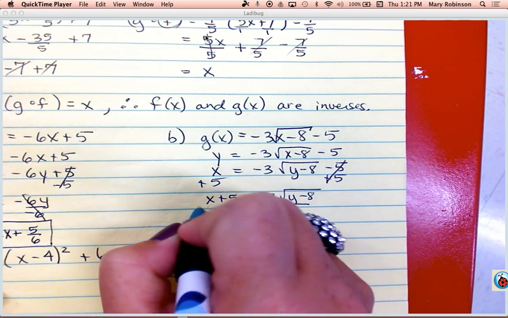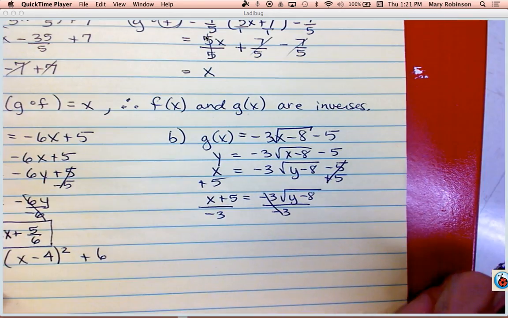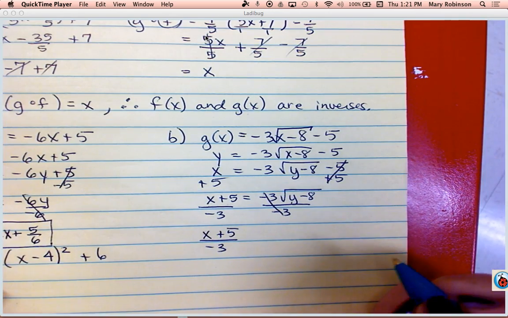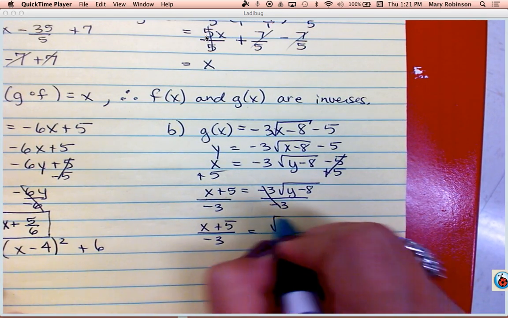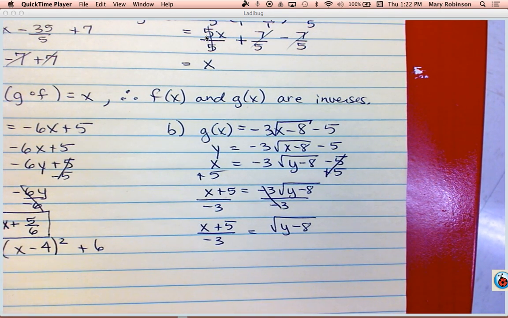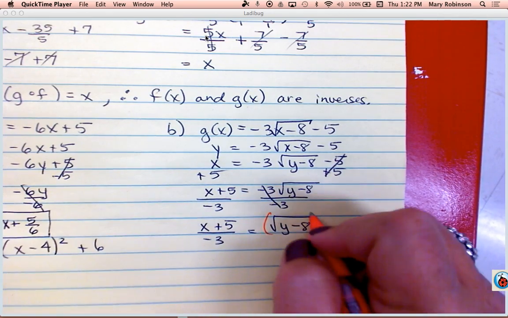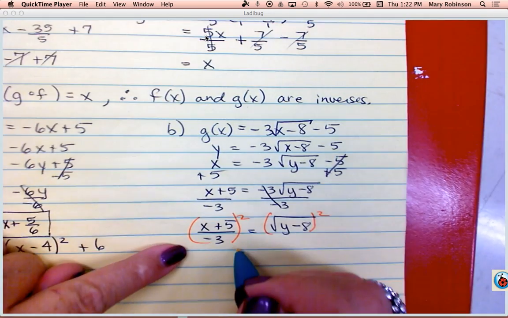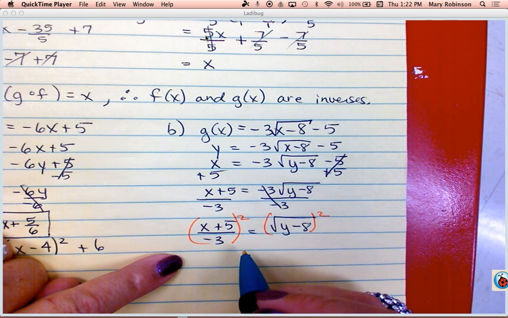Divide both sides by the coefficient -3. And do not simplify this. It's perfectly fine to just leave it. And that leaves us with the square root of y minus 8. At this point, we need to recognize that to get rid of a radical, we need to square both sides. And that does mean we will square the entirety. However, I'm not asking you to simplify it.